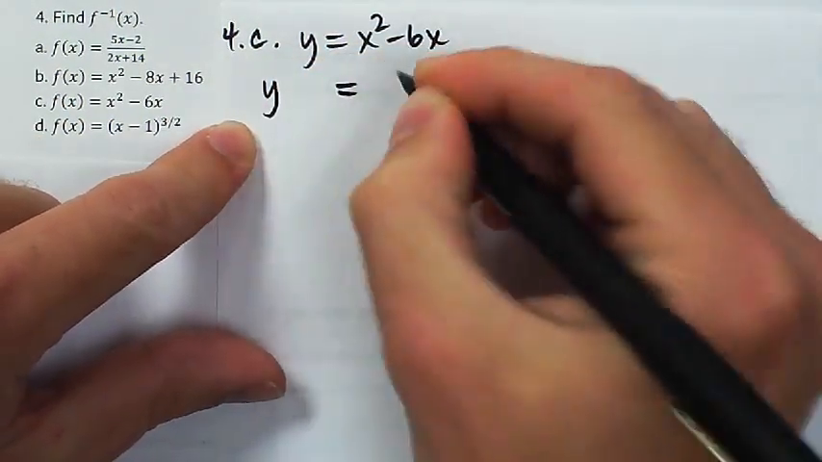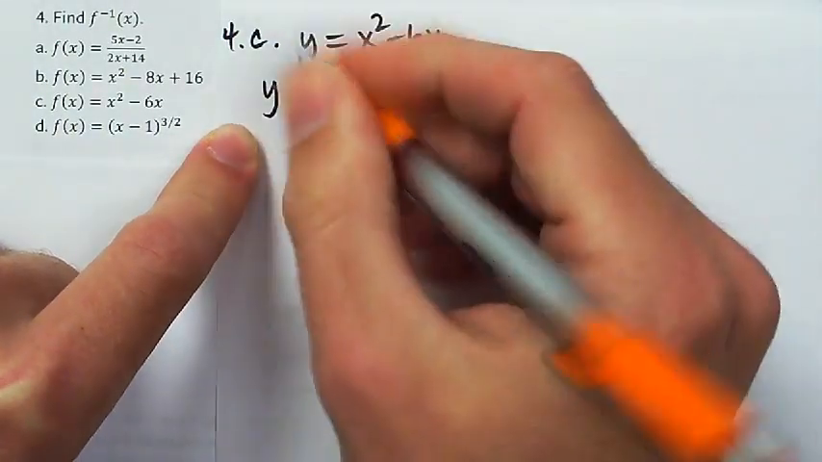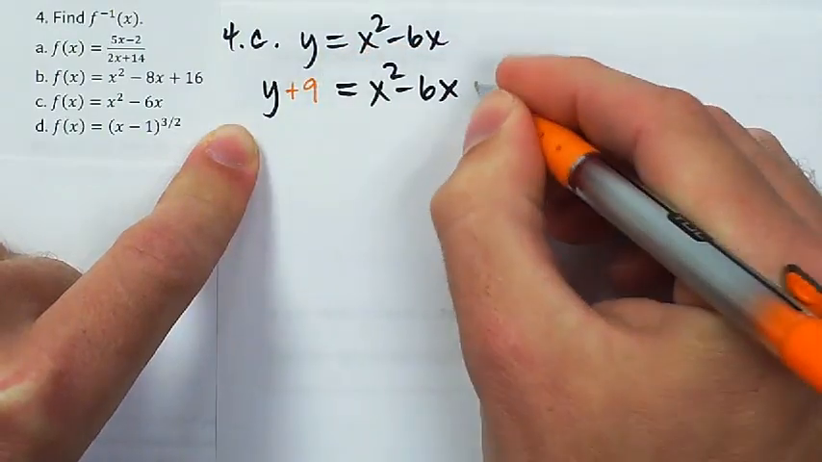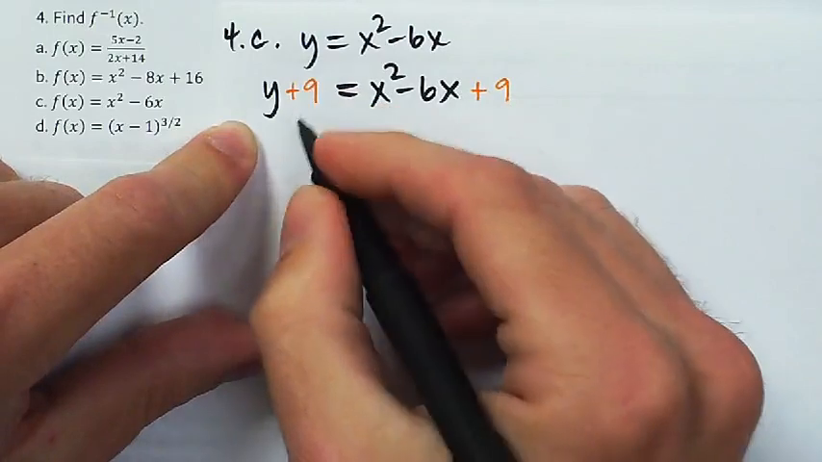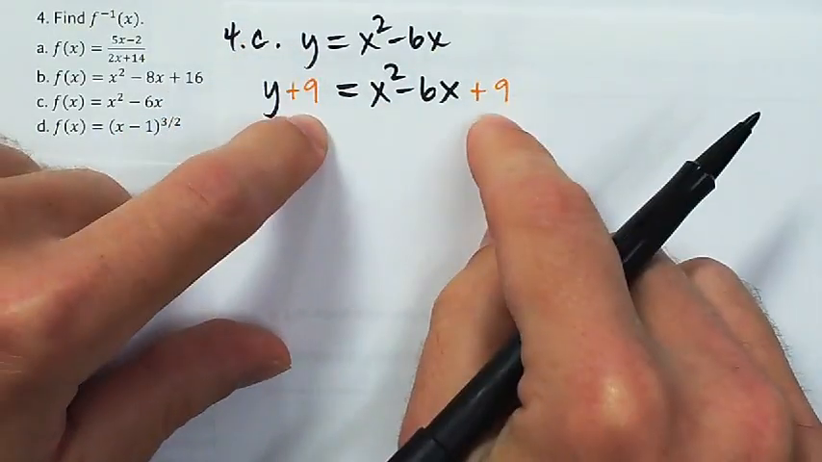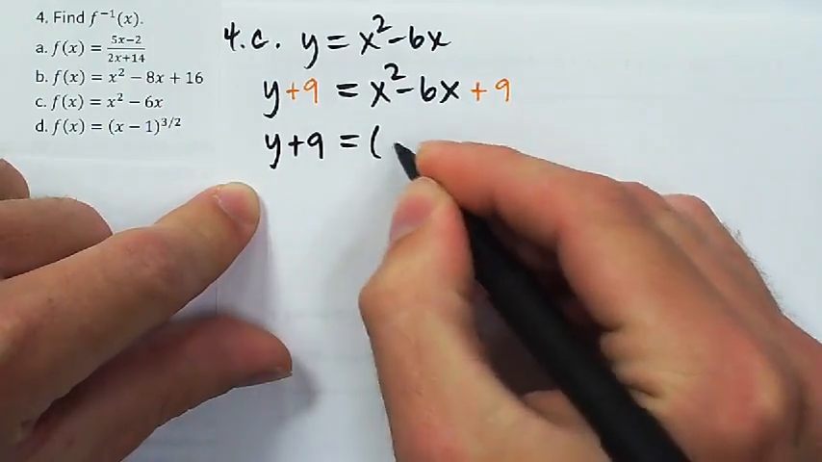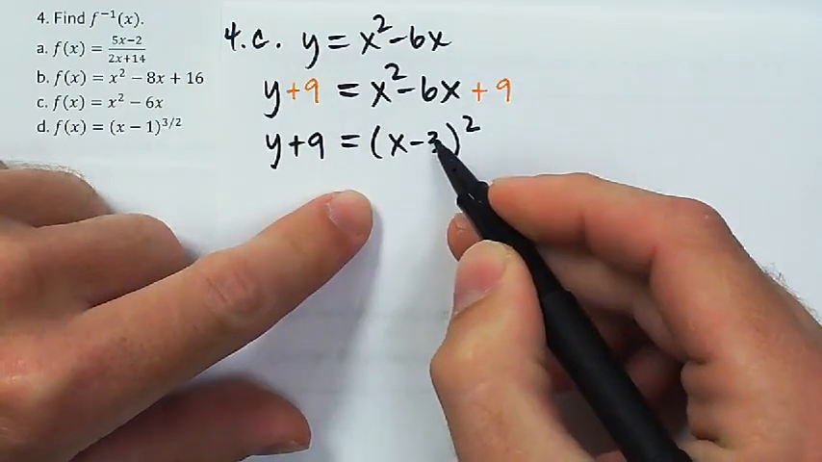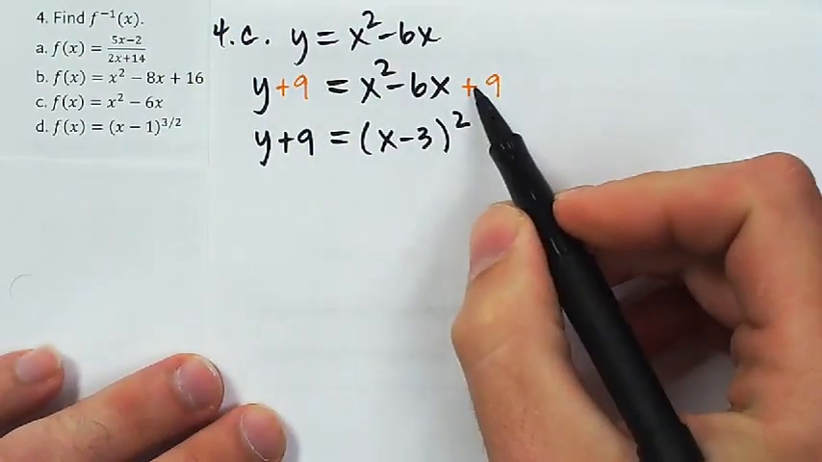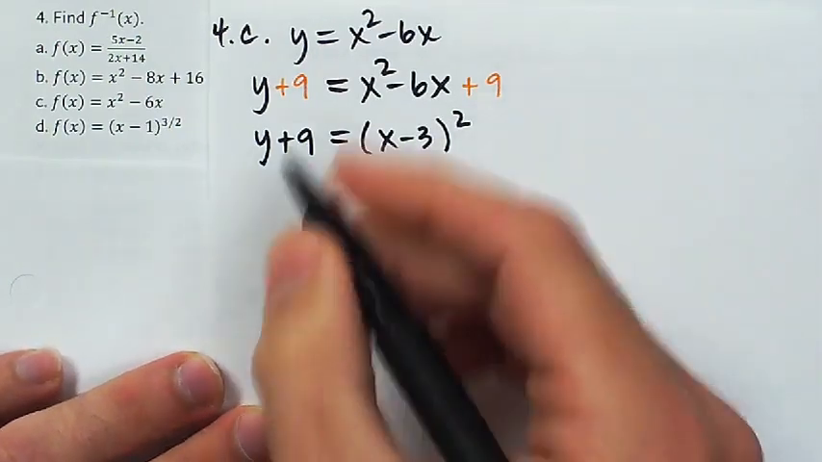So I'm going to just add it to both sides. Add 9 here, and I'm going to add 9 there. And then this is going to be factorable. It's the same equation, right, because I added the same thing to both sides. I'll have y plus 9 equals x minus 3 squared. That number that we ended up squaring is the number in here. Or you could think of two numbers that multiply to 9 and add to negative 6: negative 3 and negative 3, however you like it.